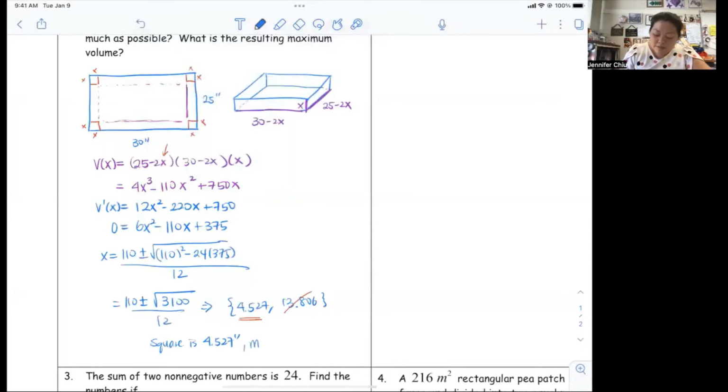And then your maximum volume, you plug the x in here, into this function right here. So plugging 4.527 into that function, you'll get the maximum volume to be roughly 1,512.04 cubic inches, all right? Now, sometimes the question will ask you for the dimensions. If it's asking for the dimensions, you simply plug it into here, here, here to get your length, width, and height, and that'll be the dimensions of the box, okay?